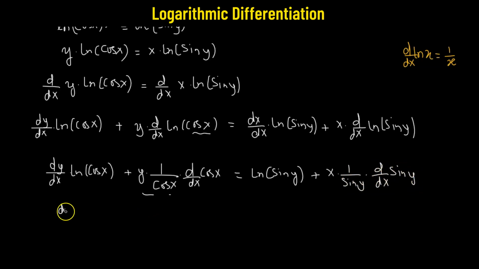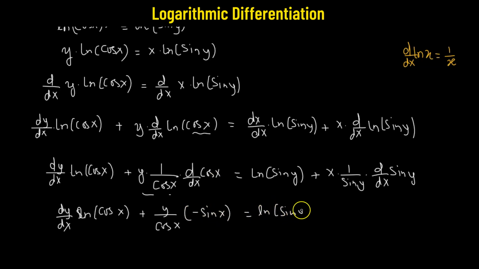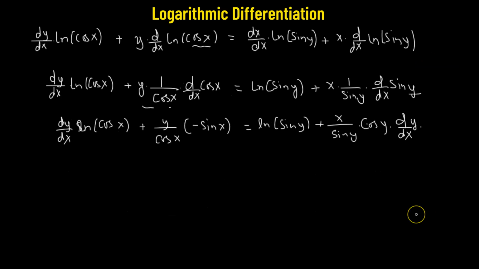Now let's further simplify. We have derivative of y with respect to x multiplied to natural log of cosine x, plus y over cosine of x multiplied to the derivative of the cosine function, which is negative sine x, equals natural log of sine y plus x divided by sine y multiplied to the derivative of sine y, which will be cosine of y. Since we have a y here instead of x, we'll again use the chain rule and multiply it to derivative of y with respect to x. Right. Now let's complete it.